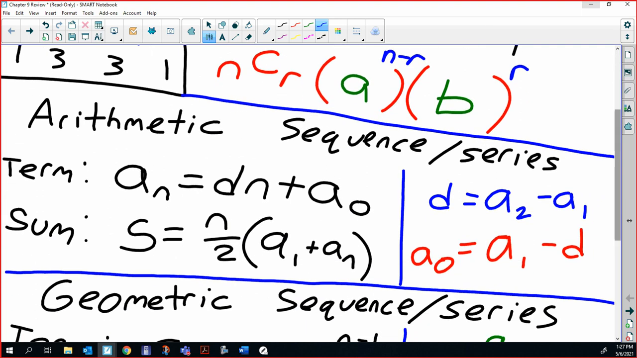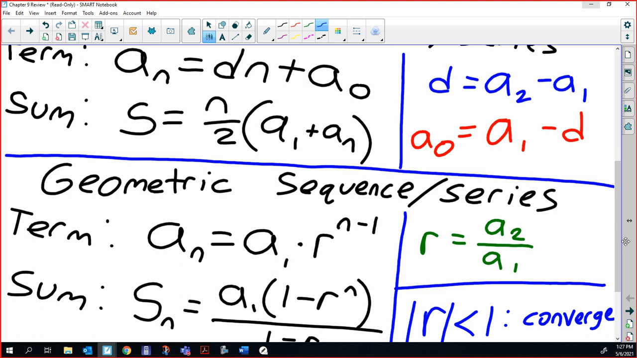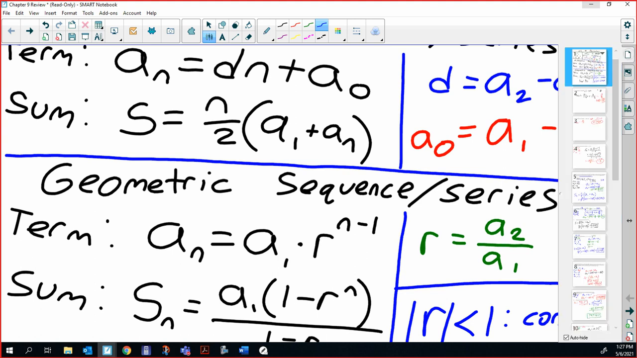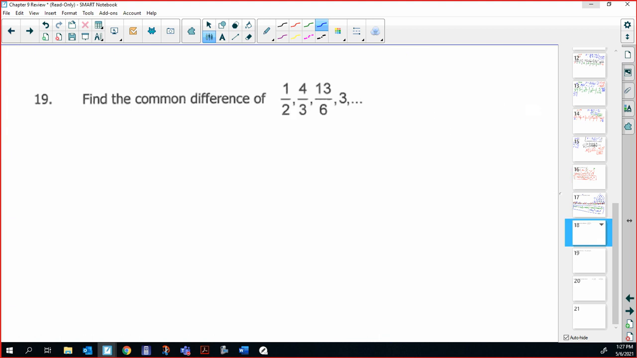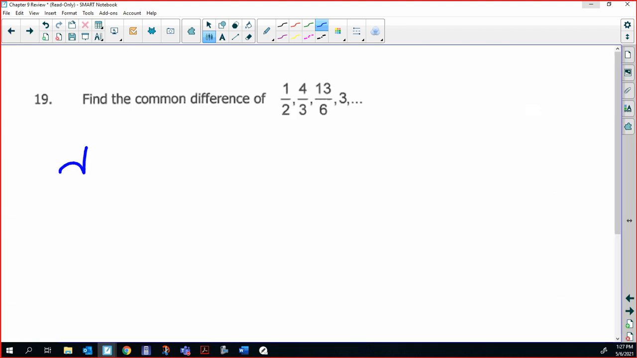The second term minus the first term. That's common difference. For the ratio, you just write them as a ratio. Second term divided by the first term. So the common difference is the second term minus the first term. Or the third minus the second. Or the fourth minus the third. It doesn't matter. Whichever ones you want to use.